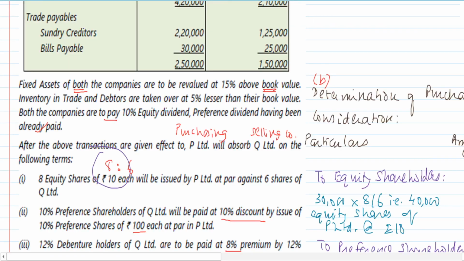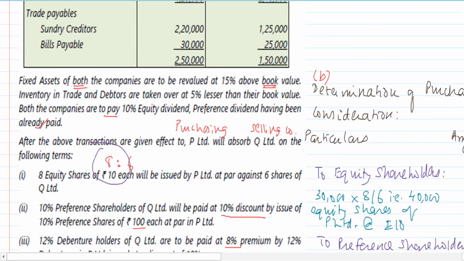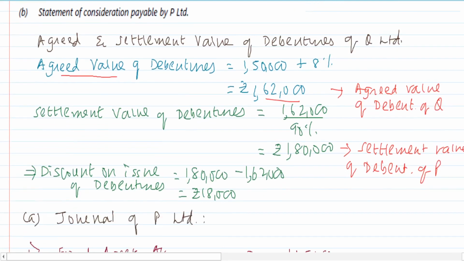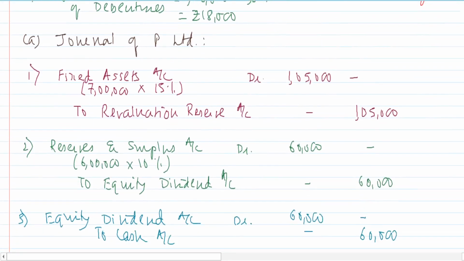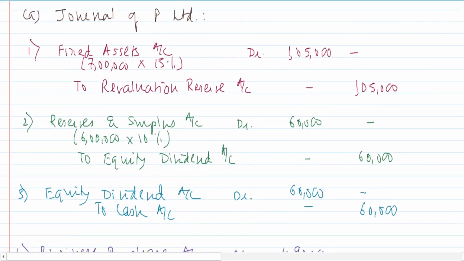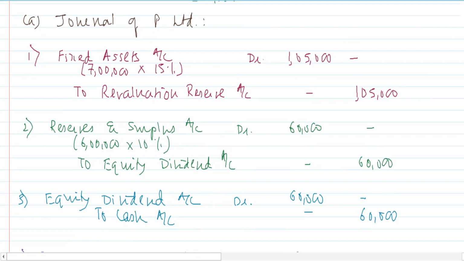So that is our journal. This was the question. I hope the workings you have already done. Journal accounting entries. Just see. This is the first 3 accounting entries. Have you missed anything here? Pause the video, complete it.